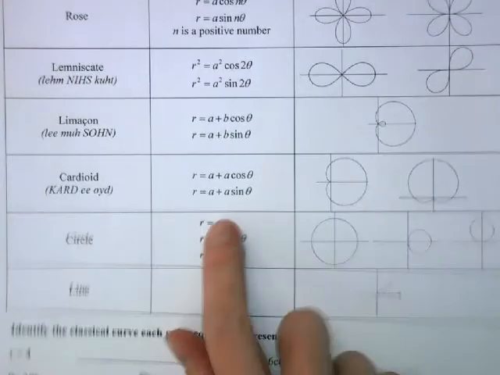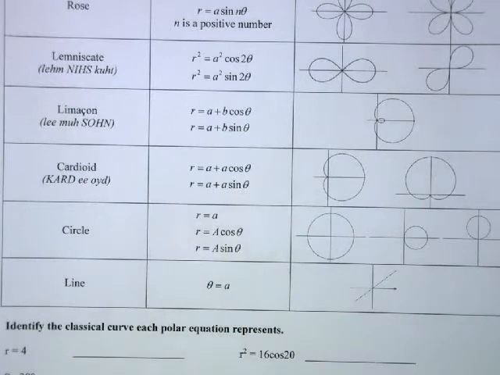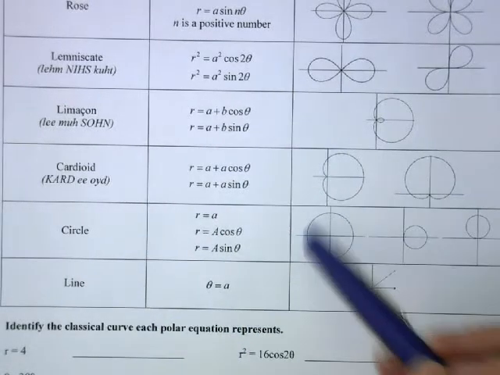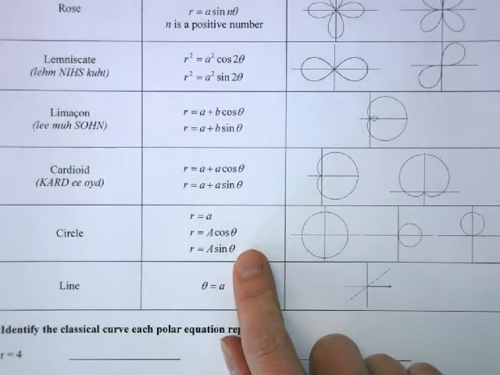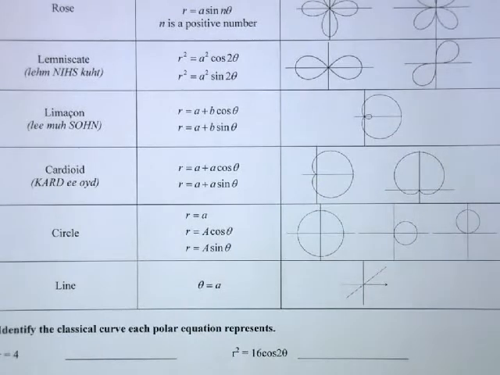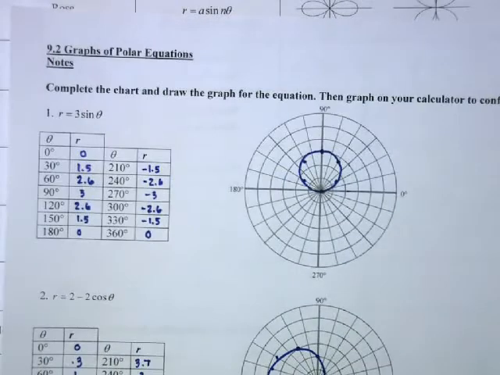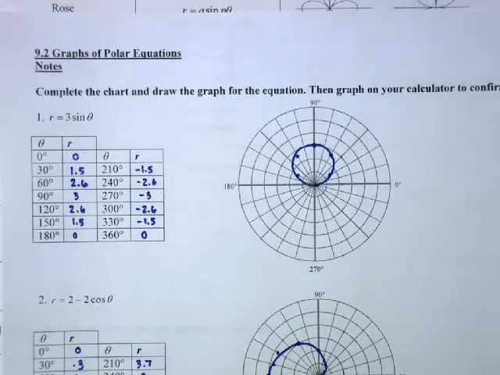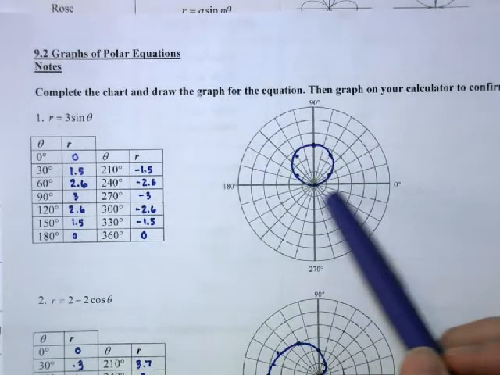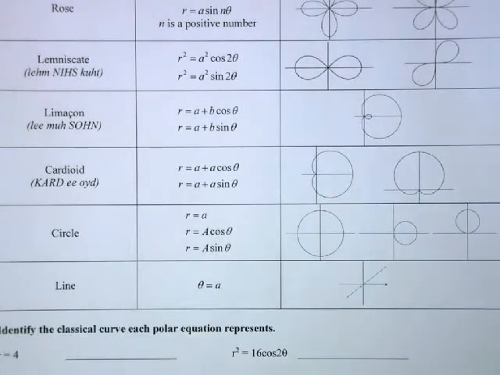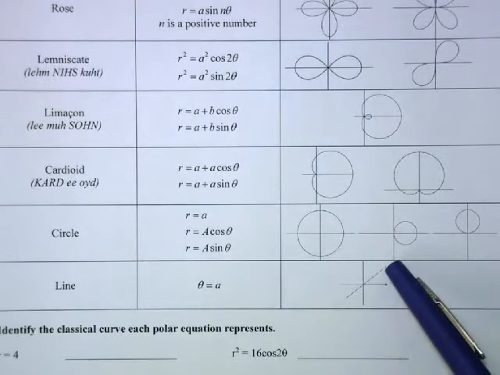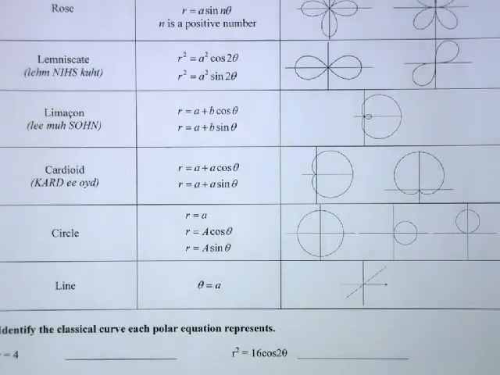Okay, a circle. Obviously, if you've got r equals a, so r equals 2 is going to be a circle like that one. But they can also come in the form of a cosine theta or a sine theta. And they will look like this depending on if it's a sine or a cosine. For example, the first graph we did was 3 sine theta. So we had a circle symmetric to the y-axis with a diameter of 3. And last is just a line, so just theta equals something, theta equals pi over 6, and we draw that line.